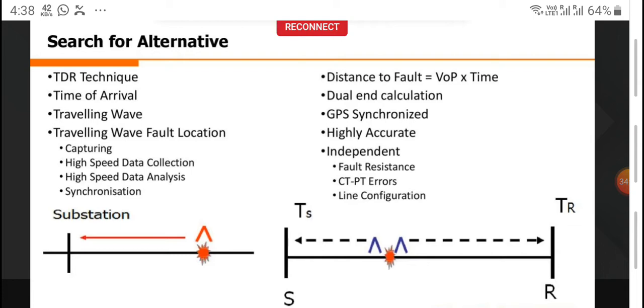So this is what traveling wave fault location, or online traveling wave fault location, is in brief. Now, as we have taken care of all the errors, this method is very, very accurate, as it is independent of your fault resistance. I am not taking into account any of the line parameters or fault parameters. I am not taking into account any CT/PT errors because I don't need that. I am just calculating the time of arrival of the surge. That is my basic concept. And it is independent of the line configuration. As we saw, be it HVDC or anything, I don't require any of those things. So I'm good to go with very good accuracy.